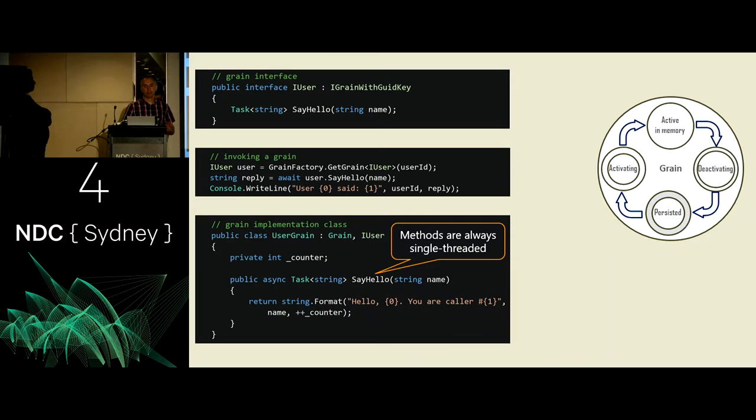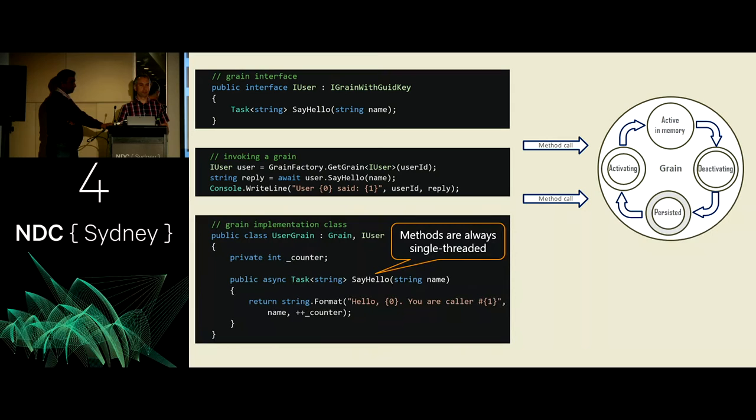But under the covers, these actual grains go through a life cycle. Logically, they always exist. Logically, you can make a call to any grain with any identity of any type in the system. You don't care, you don't check if they're in memory or in storage. But most of your grains are actually in storage. They're not in memory because they haven't been used recently.